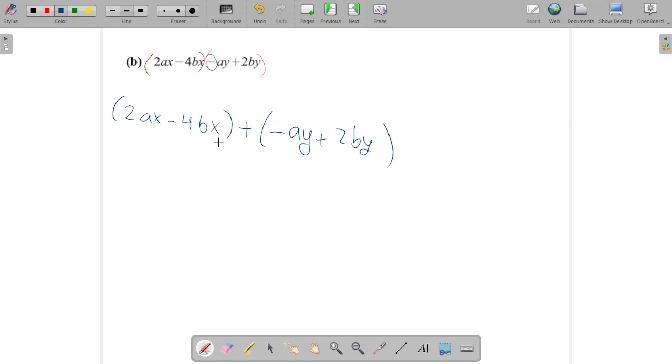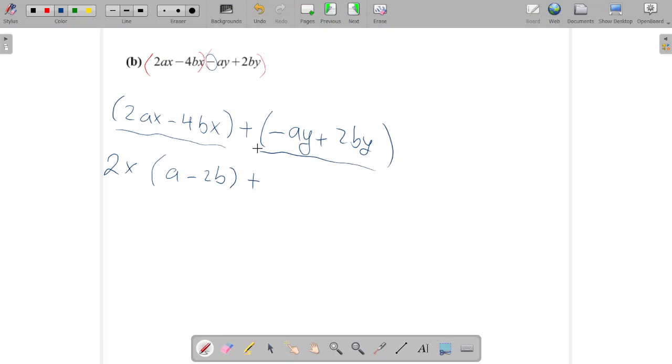Now you try to deal with each bracket by itself. You try to factorize it step by step. You factorize this one at the beginning. So when you factorize it, you have 2 and you have x outside of the bracket. And what is left inside of the bracket is going to be equal to a minus 2b, close the bracket, plus.